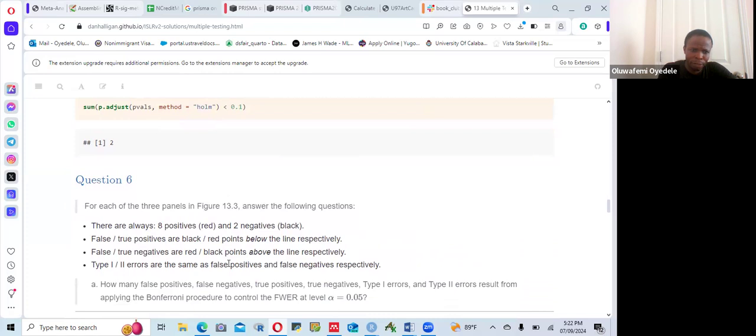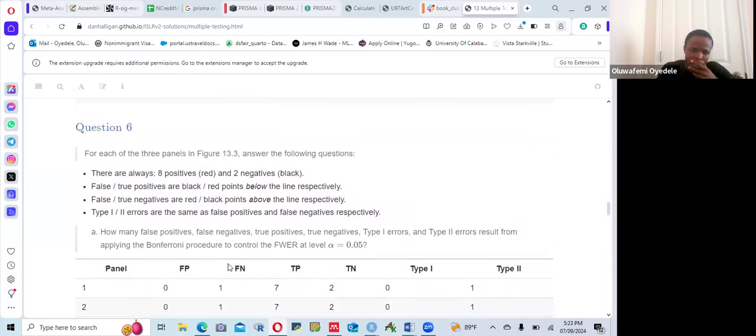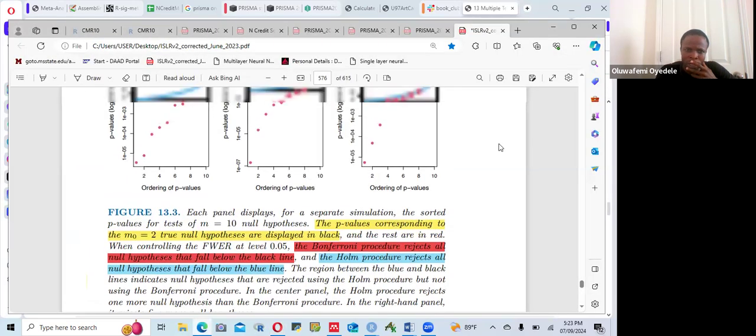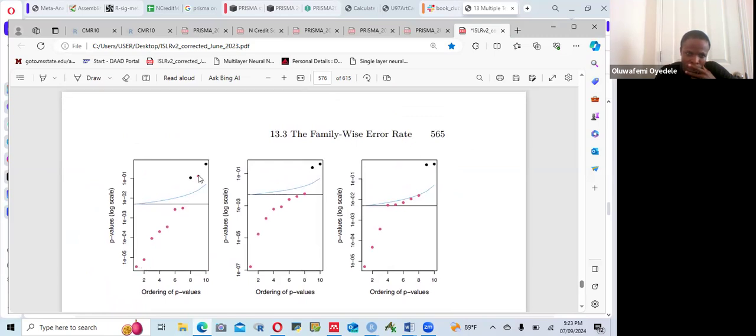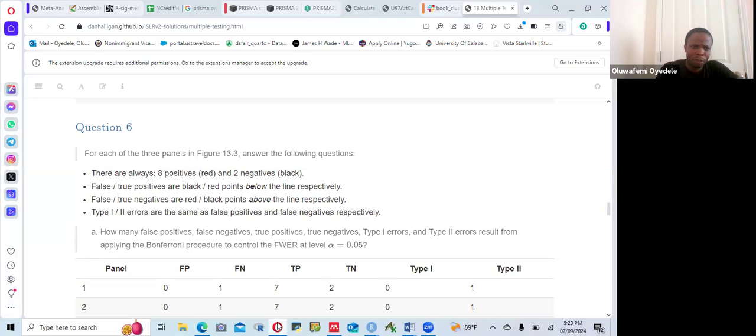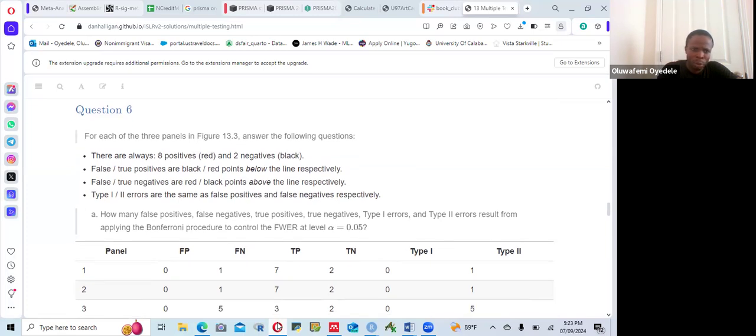Question six says, for each of the three panels in figure 13.3 in the chapter that we went through last week, we should answer the following questions. There are always eight positive, which is red, and two negative, which is black, in those panels. False and true positives are black and red points below the line respectively. False and true negatives are red and black points above the line respectively. Type one and type two errors are the same as false positives and false negatives respectively.